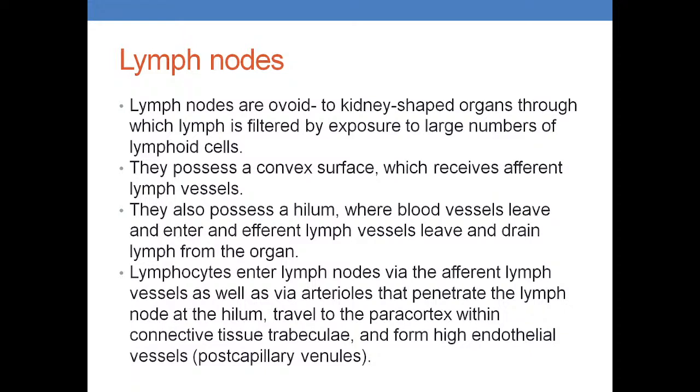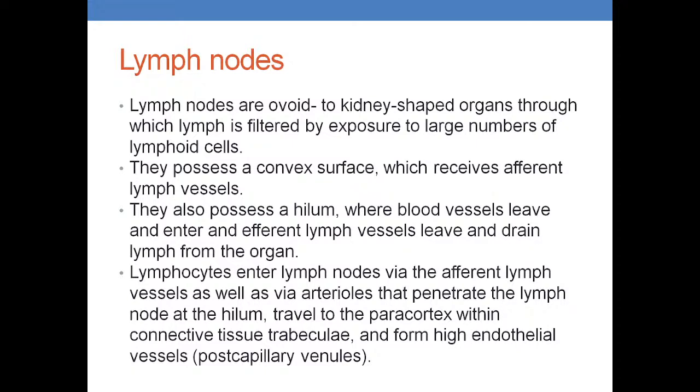Lymph nodes. Lymph nodes are oval to kidney-shaped organs through which lymph is filtered by exposure to a large number of lymphoid cells. They possess a convex surface which receives afferent lymph vessels. They also possess a hilum where blood vessels leave and enter, and efferent lymph vessels leave and drain lymph from the organ.